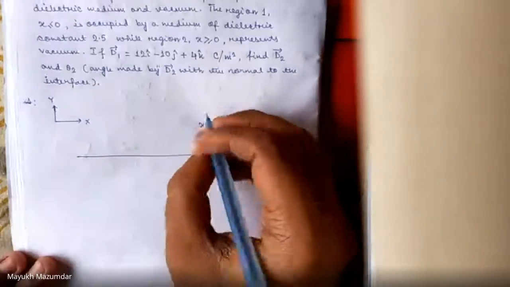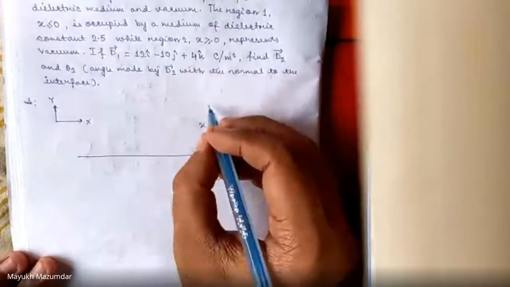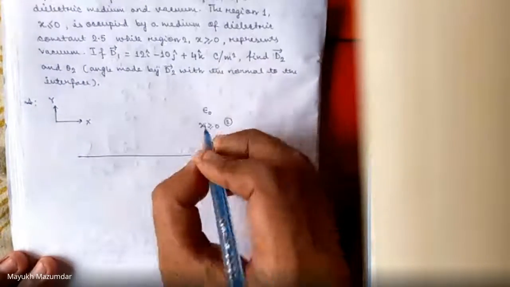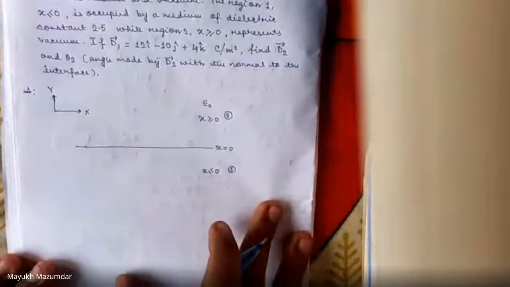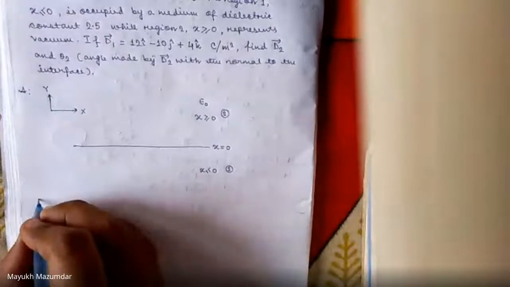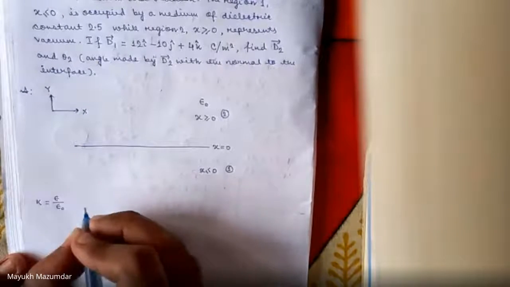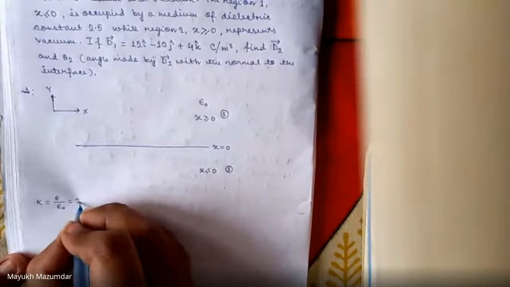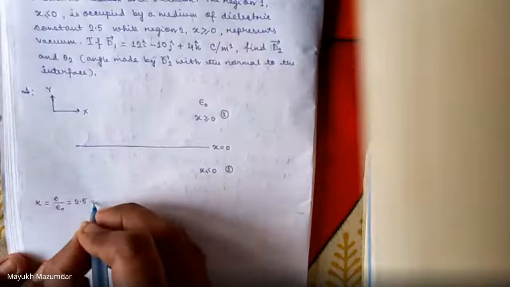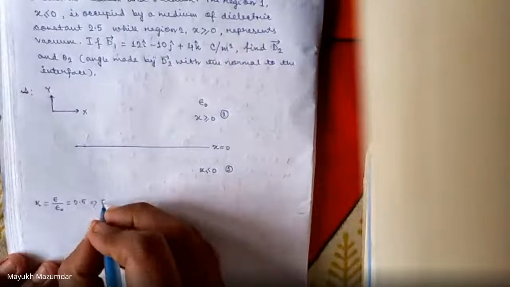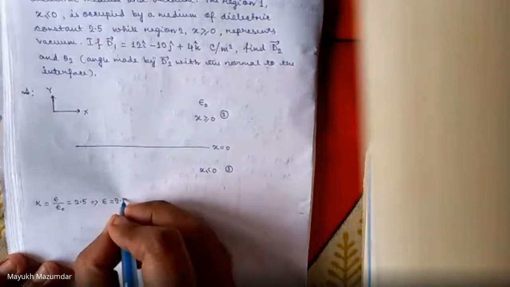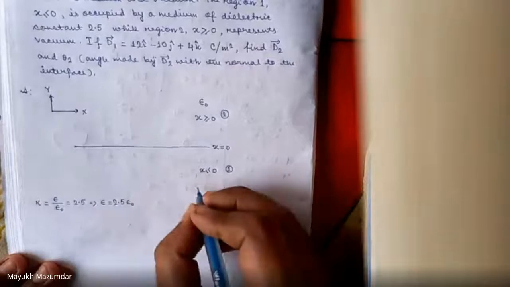Okay. So since region 2 is vacuum, its permittivity is epsilon naught. What is the dielectric constant of the material in region 1? 2.5. Try to remember, the dielectric constant is epsilon by epsilon 0, which equals 2.5. So what would be the permittivity of this medium? 2.5 times that of vacuum.